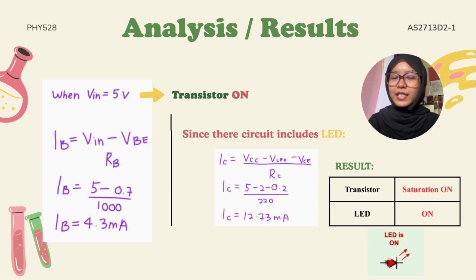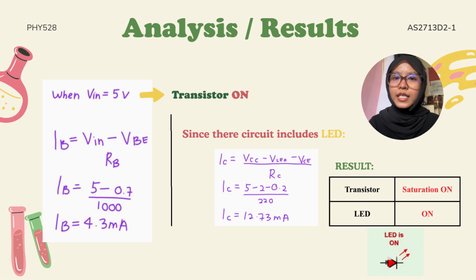Now, let's look at the second condition when the input voltage Vin is equal to 5 volts. In this case, the transistor receives input voltage to forward bias the base emitter junction. First, we calculate the base current using the equation IB equals Vin minus VBE, divided by RB. We substitute the values, and then IB is 5 minus 0.7 divided by 1000, which gives approximately 4.3 milliampere for the base current.